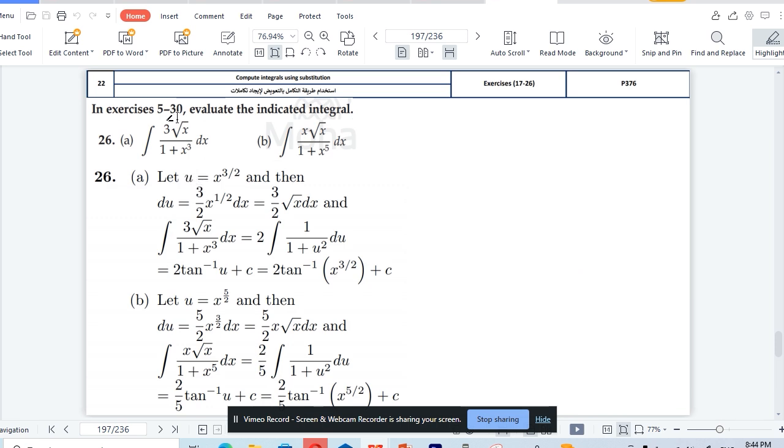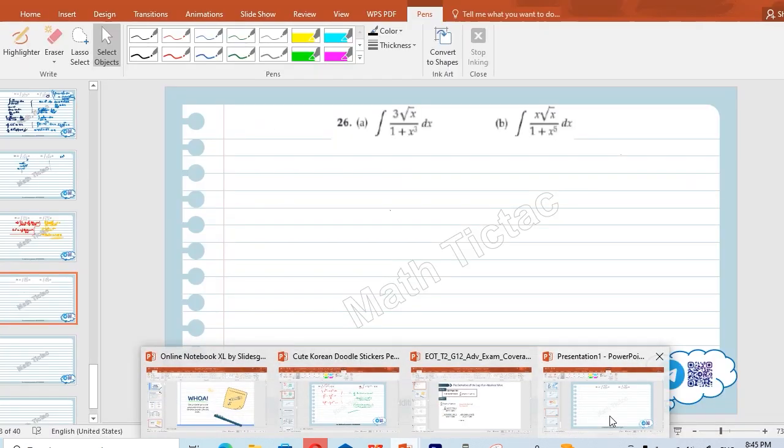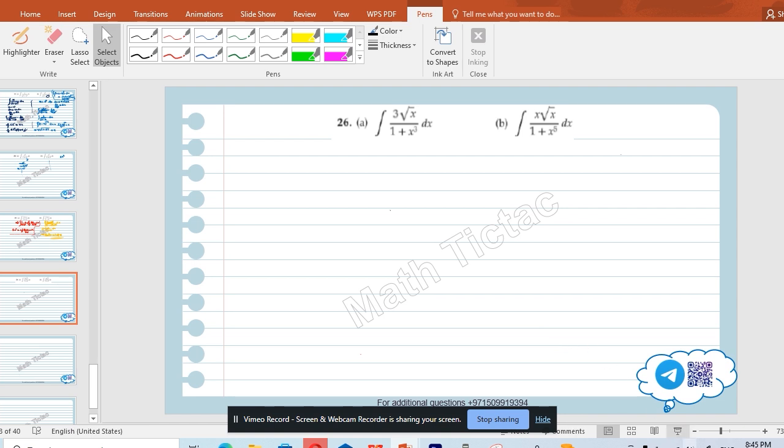So let's say I don't know that I have, for example, here square root of x and 1 plus x cubed. For these two questions, square root of x and x cubed, neither one of them is the derivative of the other or part of its derivative. How can I know that the substitution is x to the power 3 over 2? I don't know that. Let's suppose that you don't know that you should make your assumption as x to the power 3 over 2. So how can I solve the question?